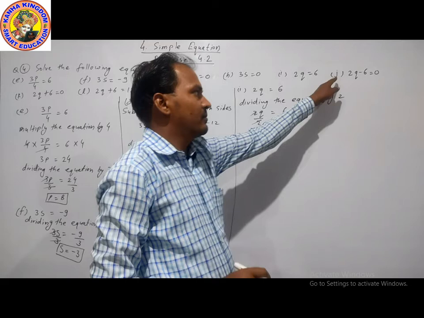Now our next part is K. 2q plus 6 is equal to 0. Here is a term of multiply and add. First of all, we will remove the plus 6.